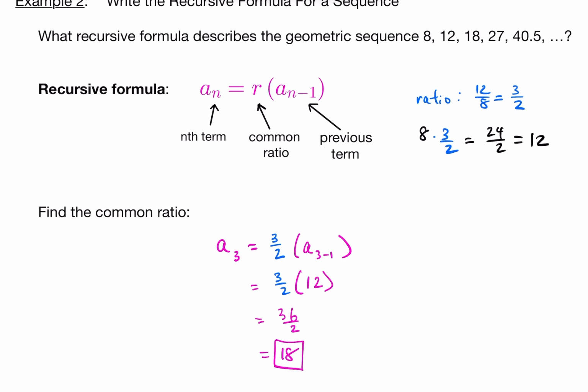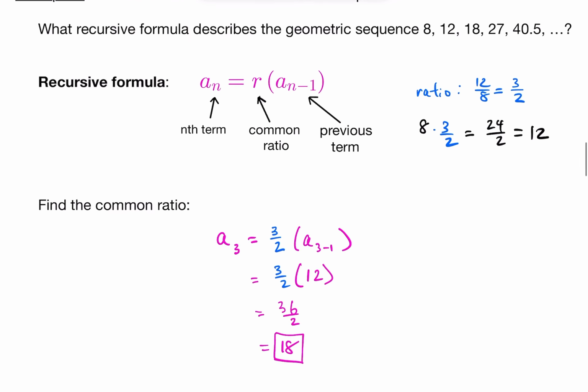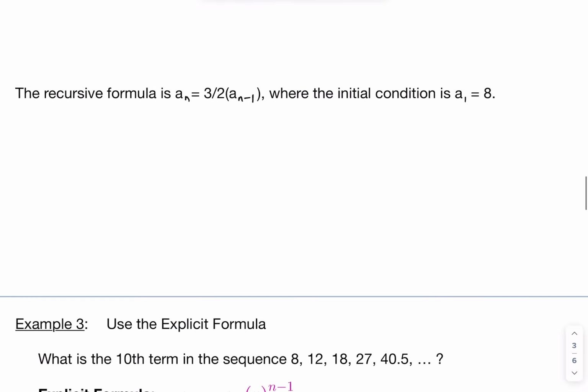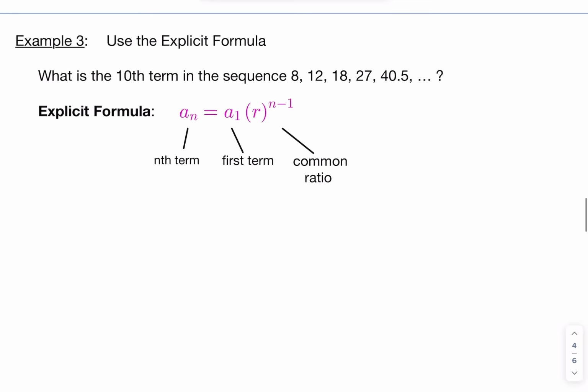Okay, so the recursive formula helps us to identify a particular term given the previous term. It's a good formula, but it is a little bit limited. The next formula is a little bit more powerful, and that is the explicit formula. The formula we just learned was called the recursive formula. This formula is called the explicit formula.